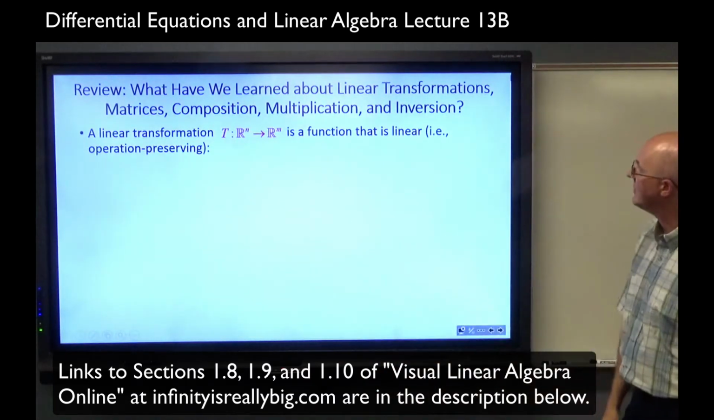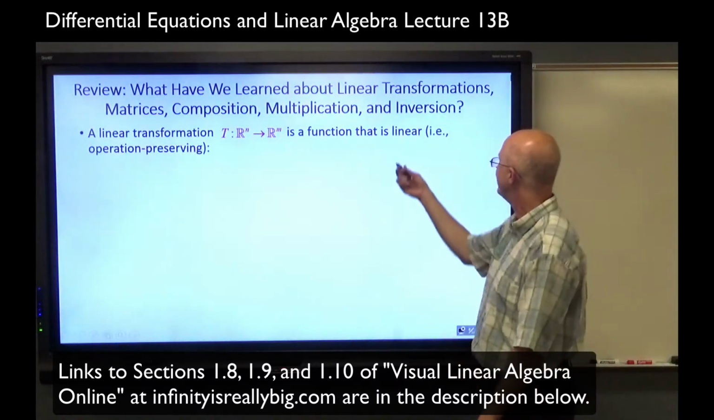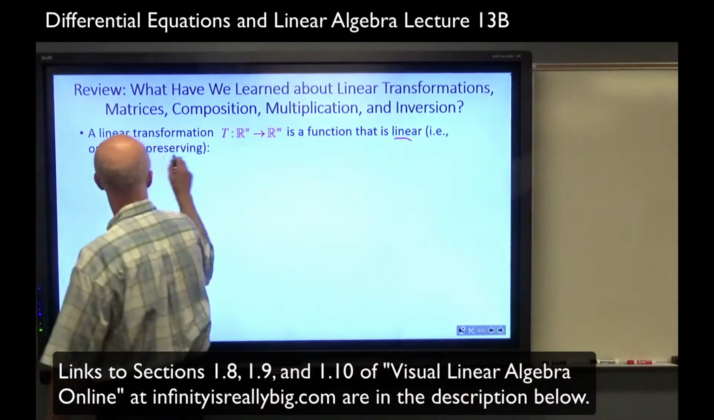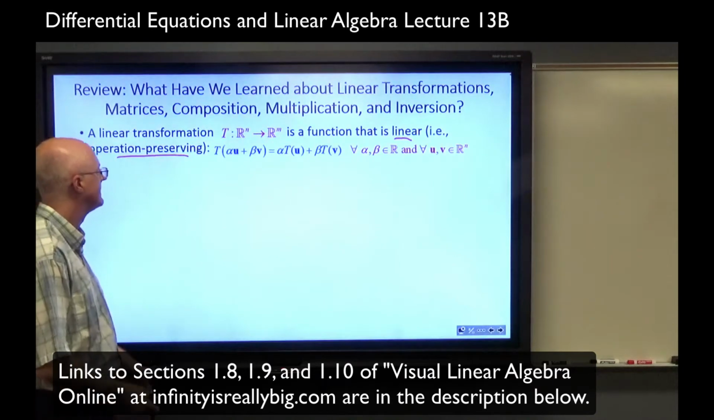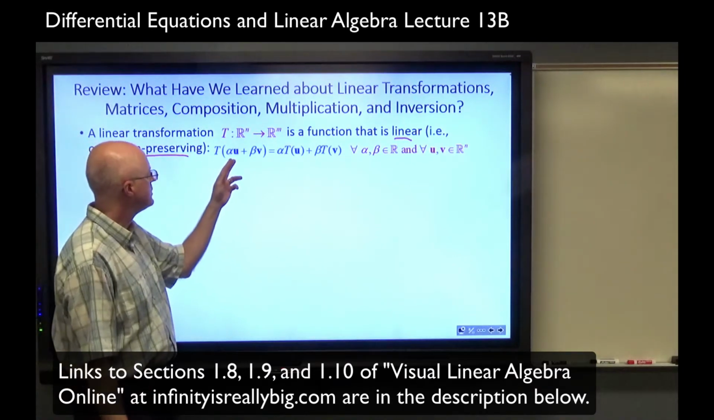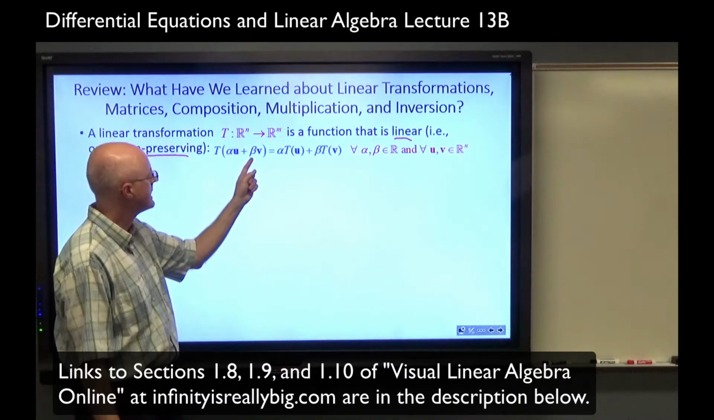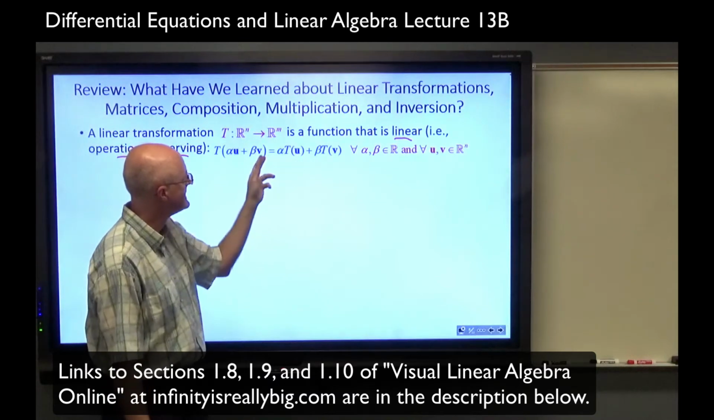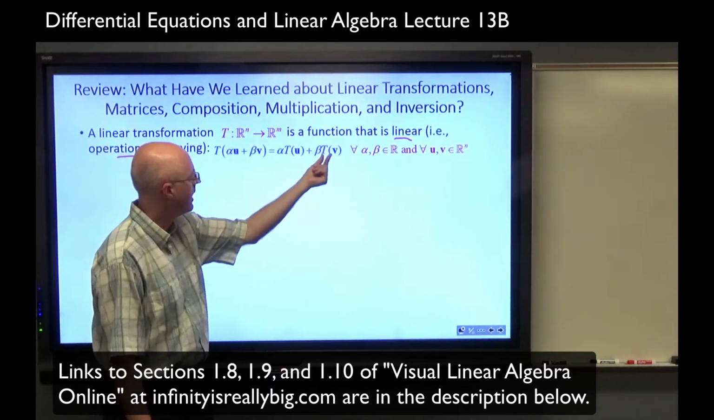Linear transformations are functions, and we call them linear transformations because they are linear. And what does that mean? That means operation preserving, which means this is true. T of alpha u plus beta v, T of this linear combination, is the corresponding linear combination with the same weights, alpha and beta, of the output of T at u and the output of T at v.